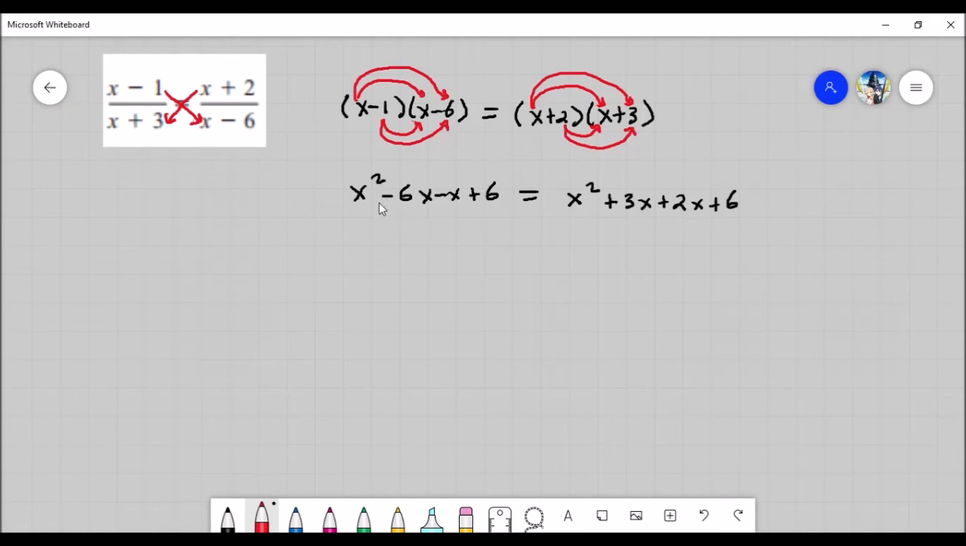So now combining like terms. That would be the two innermost terms, the x's. So the minus 6x and the minus x, and the plus 3x and plus 2x. I've got to be very specific when I'm talking about math here. So now when I combine, on the left side of my equation, I have x squared minus 7x plus 6 equals, on the right, x squared plus 5x plus 6.